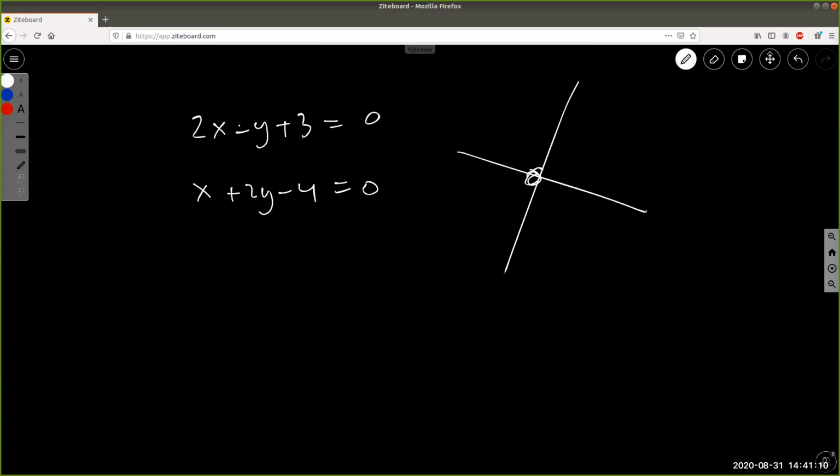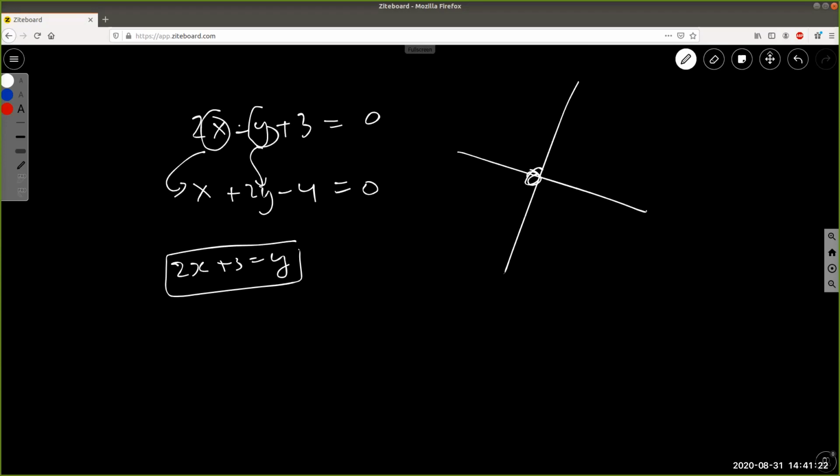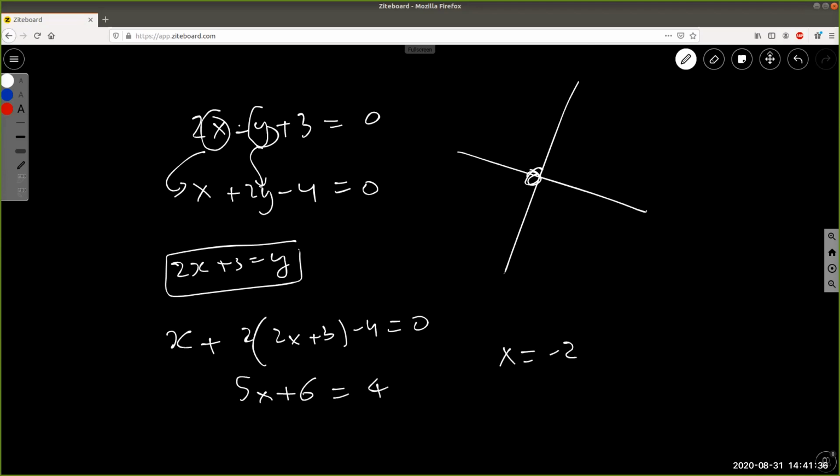So you can put x from this equation into this. Suppose y from this equation is 2x plus 3. Then you put this y here. So you'll get x plus 2 times y, which is 2x plus 3, minus 4 is equal to 0. You will get 5x plus 6 is equal to 4. So x is equal to 4 minus 6, which is minus 2 by 5.